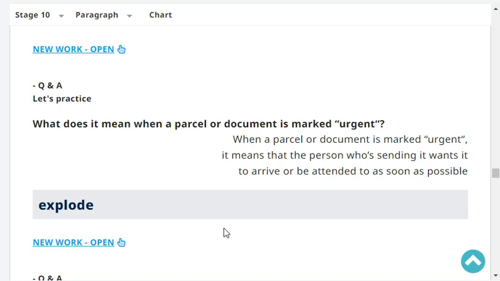When a parcel or document is marked urgent, it means that the person who's sending it wants it to arrive or be attended to as soon as possible.